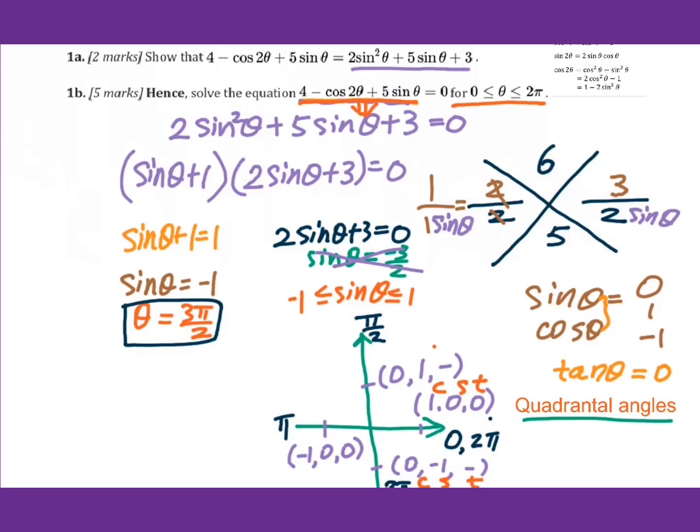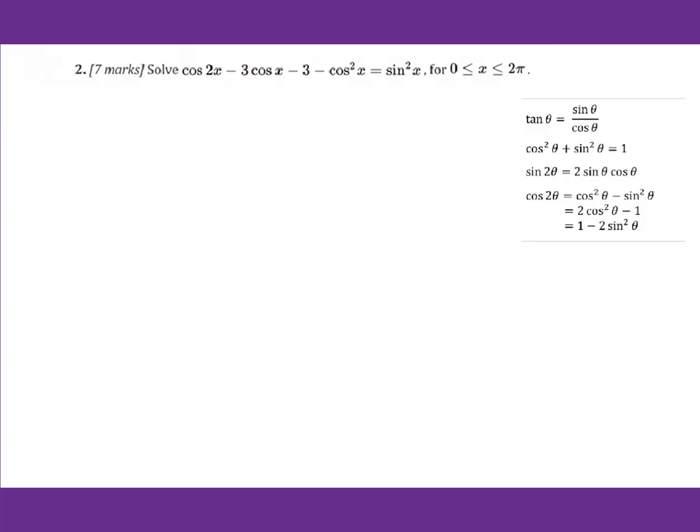When you solve trig equations, pay more attention to the domain. Let's go to the second question. Solve cosine 2x minus 3 cosine x minus 3 minus cosine square x equals sine square x for x between 0 and 2 pi.